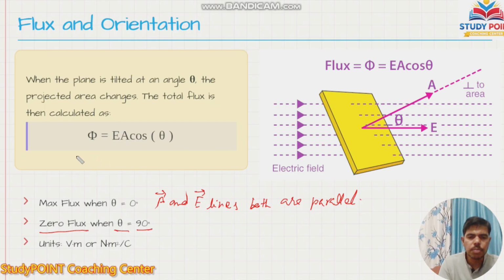Now what is the unit of electric flux? The unit of electric flux is volt meter or Newton meter square per coulomb. There are two units of electric flux, that is volt meter, or Newton meter square per coulomb. Okay.